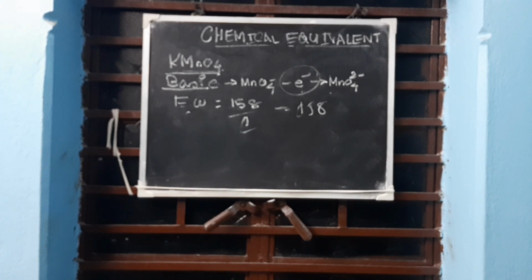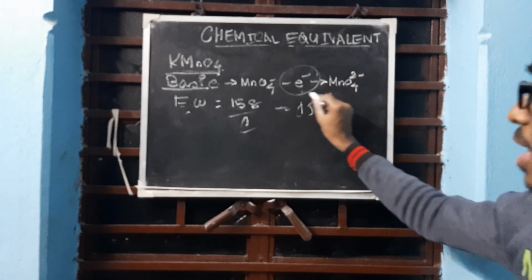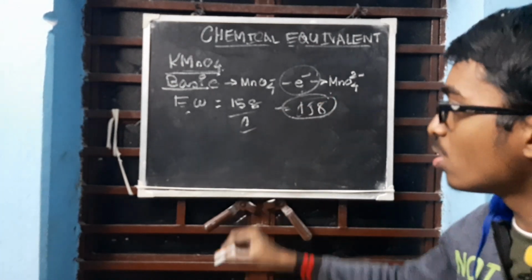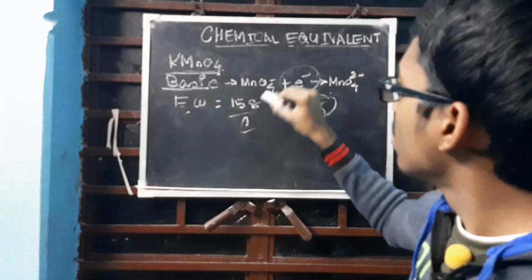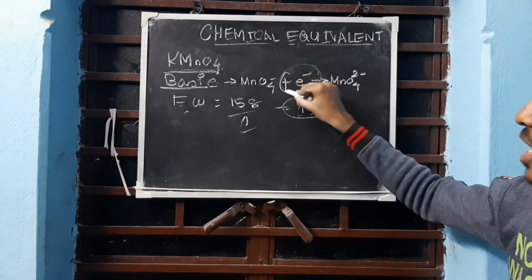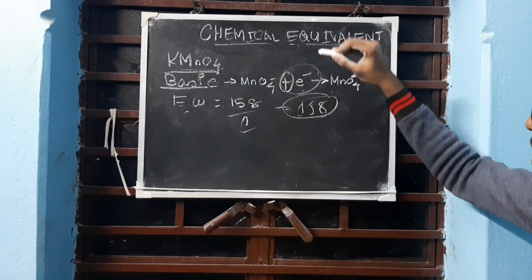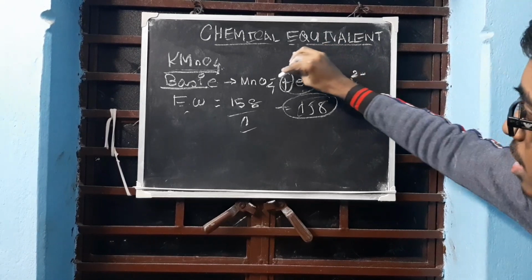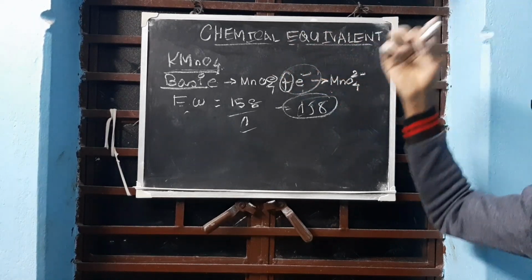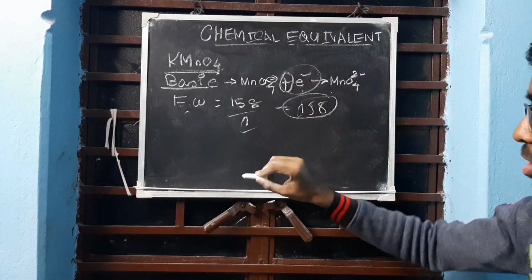Clear? Okay, so this is 158. I was also thinking about that: this is gaining, not losing. If it were losing, the charge would no longer be there and it would become MnO4. That was my mistake.